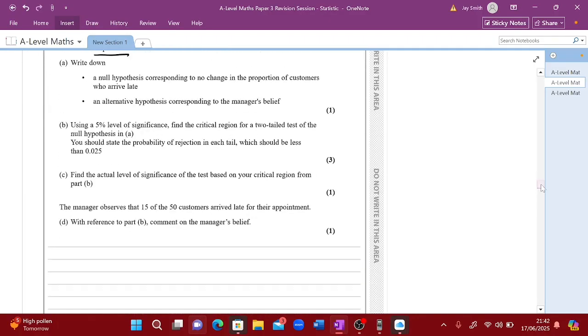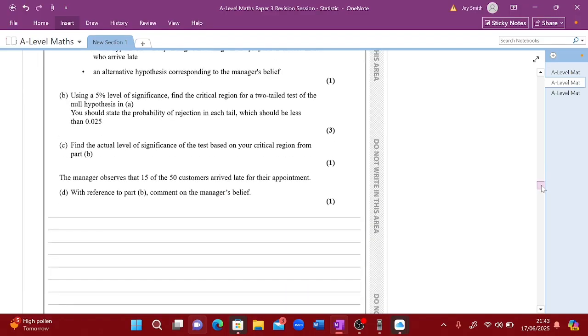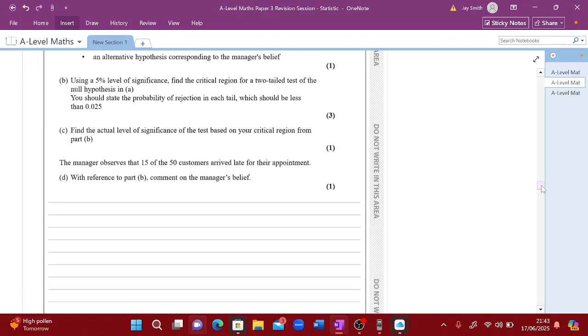Okay, so the sample is taken. Write down a null hypothesis corresponding to no change in the proportion of customers who arrive late, and an alternative hypothesis. The manager believes there's a change in the proportion of customers that are late, right? So this is pretty standard. The null hypothesis is that nothing's changed, right?